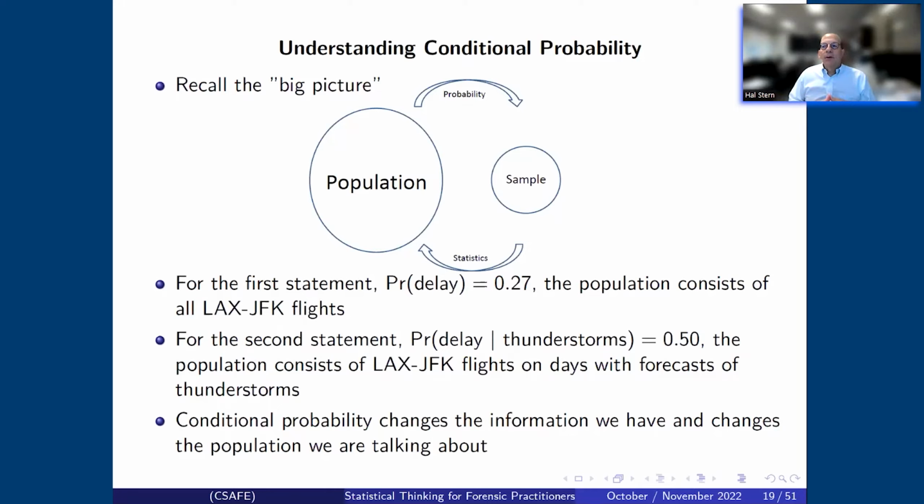So when we talk about conditional probability, we talk about what's the event I'm assigning probability to. In this case, I'm assigning probability to the event that my flight is delayed. And the second part of a conditional probability is, what information am I assuming that I have? In this case, I'm assuming that I have information about the weather forecast.